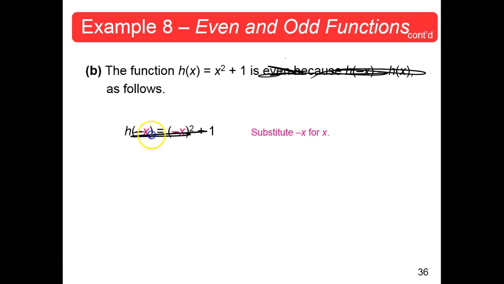Okay. All right. Here's a function, h of x, x squared plus 1. What's the test? Put in a negative x and see what comes out. And what do you get here? Negative x squared plus 1. And what's negative x squared? Positive x squared plus 1. Guess what you get? The same thing you had before. That tells you this function is even.